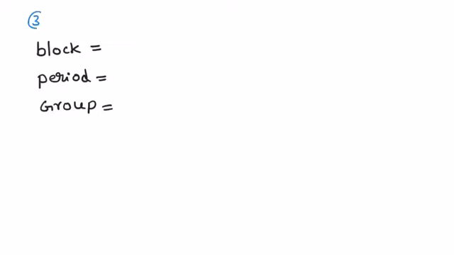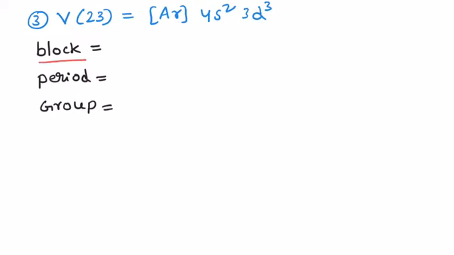Third example, vanadium. Vanadium atomic number 23, electronic configuration argon 4s2, 3d3. First, block. What is the block? The last electron enters into which subshell? D subshell, right? That's why D block. Next, period. For period, you have to see the maximum shell number. This is 4, this is 3. Which is maximum? 4 is the maximum. That's why fourth period.